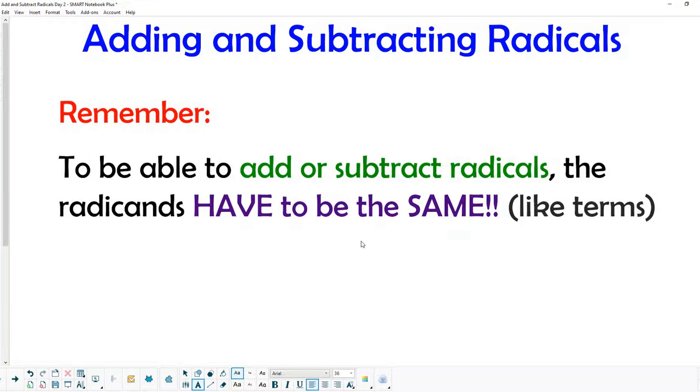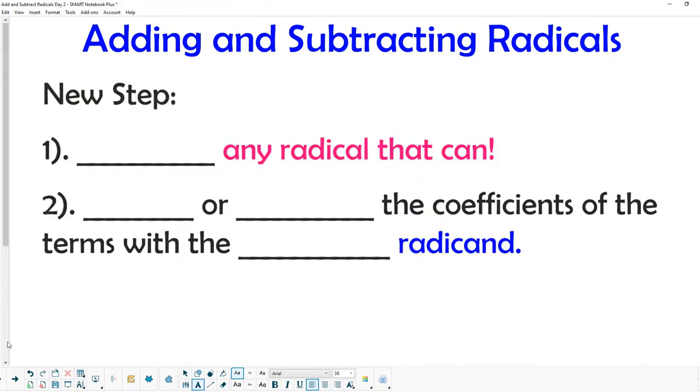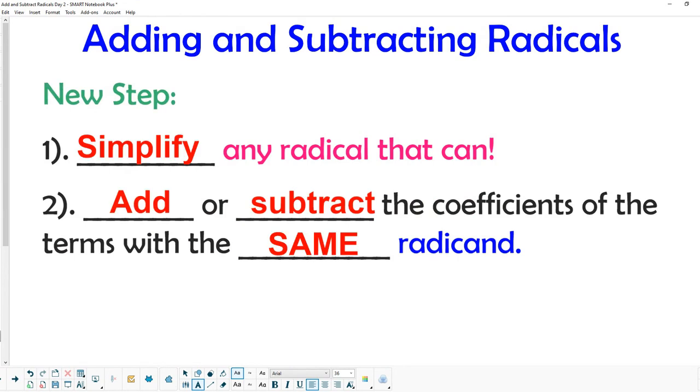Subtracting of radicals. So let's remember from our first day with this that to be able to add or subtract radicals, the radicands, which are the numbers underneath that square root symbol, have to be the same. They have to be like terms. So this first little slide, we want you to fill in the words that go along with the steps to this process. So first of all, simplify any radical that can be simplified.